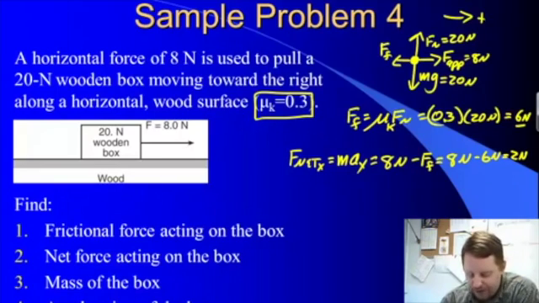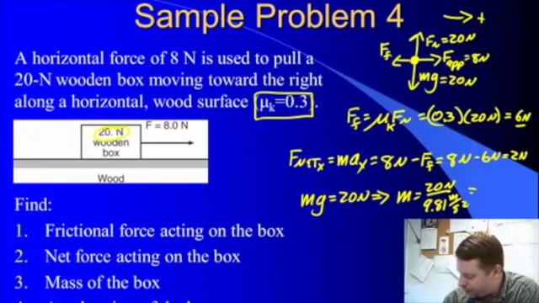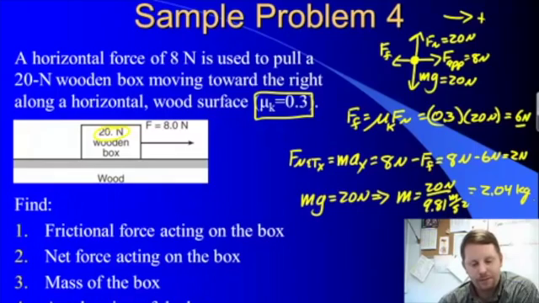Now, number 3, find the mass of the box. Well, we already know the box's weight is 20 newtons. So we write weight as mg is 20 newtons. Let's solve for m. m must equal 20 newtons over 9.81 meters per second squared, which gives me a mass of about 2.04 kilograms.